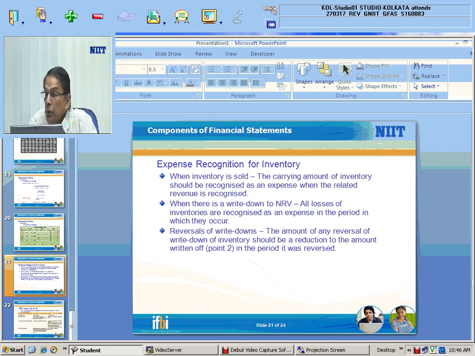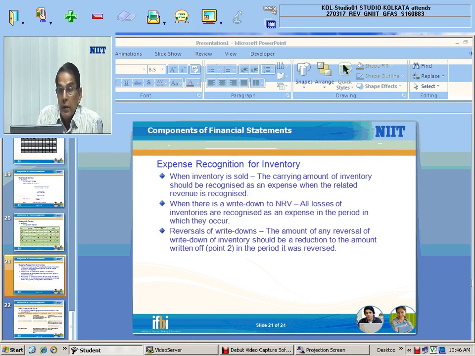So whenever the inventory is sold, till the time you are recognizing that particular sales revenue, you do not recognize that expense also. But the moment you are recognizing the sales revenue, the carrying amount of the inventory should be treated as an expense.